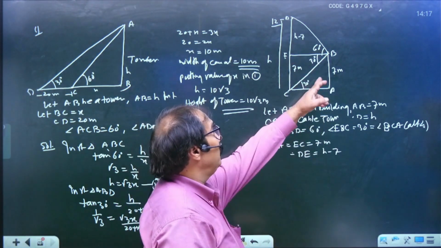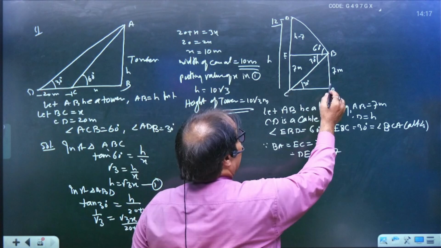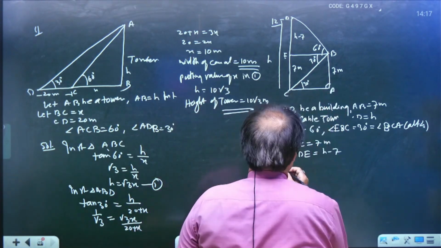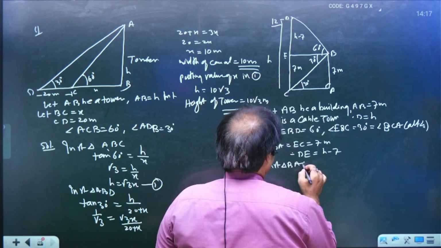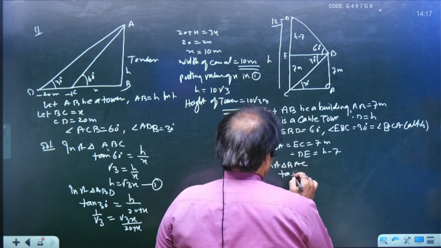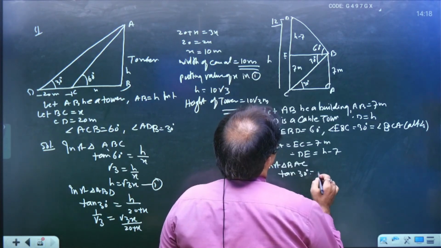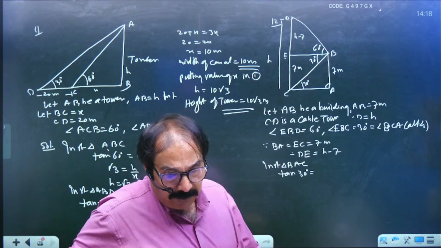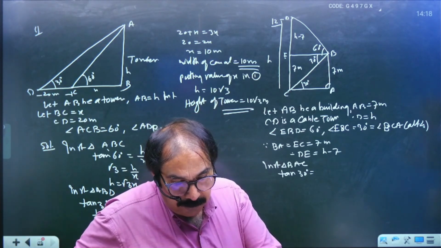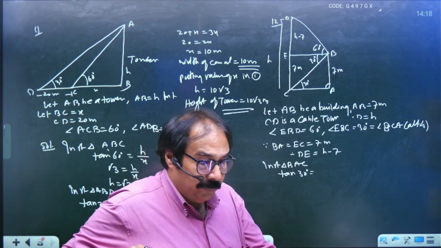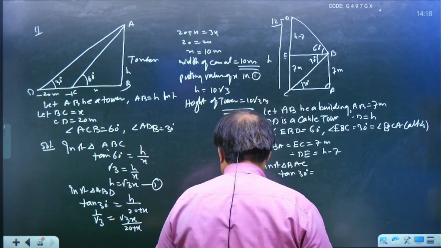So first now we will go to this right triangle, right triangle BAC. In right triangle BAC, tangent 30 degrees is equal to, is it 30 degrees or 45 degrees? Depression is 45, not 30. So let me correct.